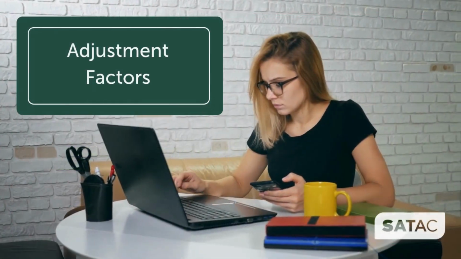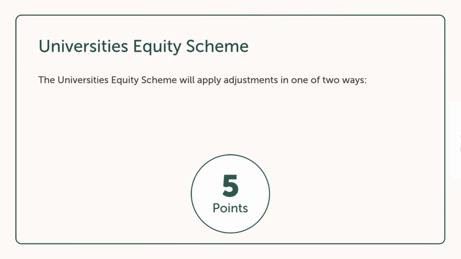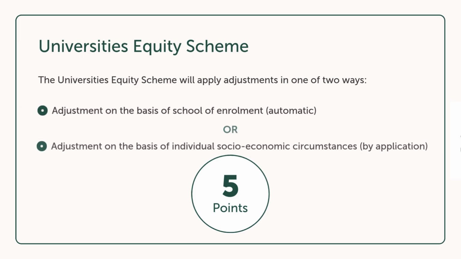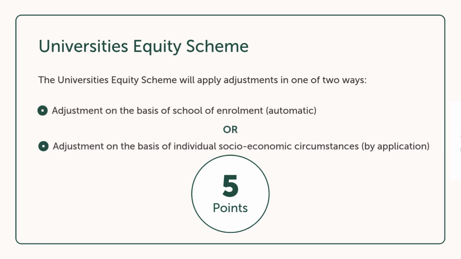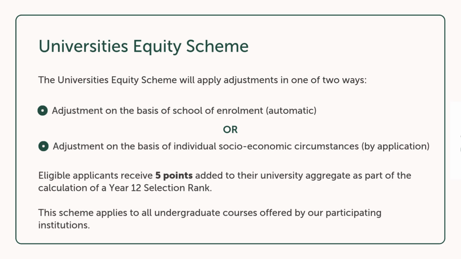The university's equity scheme grants 5 points in one of 2 ways, either based on your school of enrolment or on your individual circumstances. When you're filling out your SATAC application and enter details of your Year 12 studies, it will identify in real time if you're enrolled at an equity school. If you are, then there's nothing more that you need to do, and the 5 points will be applied automatically once your results are attached to your application.